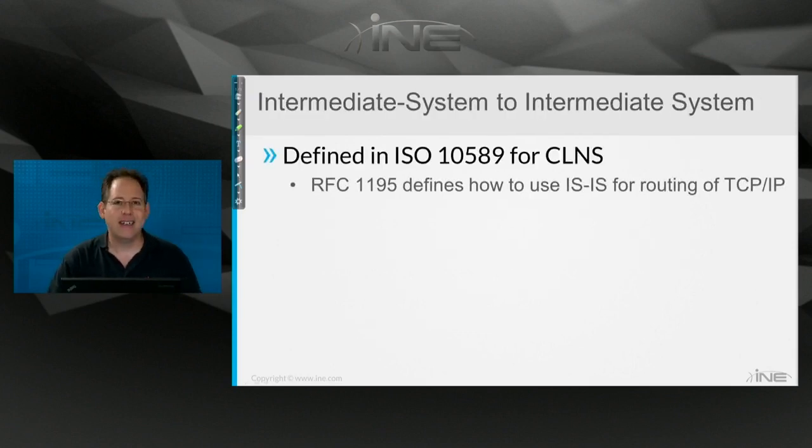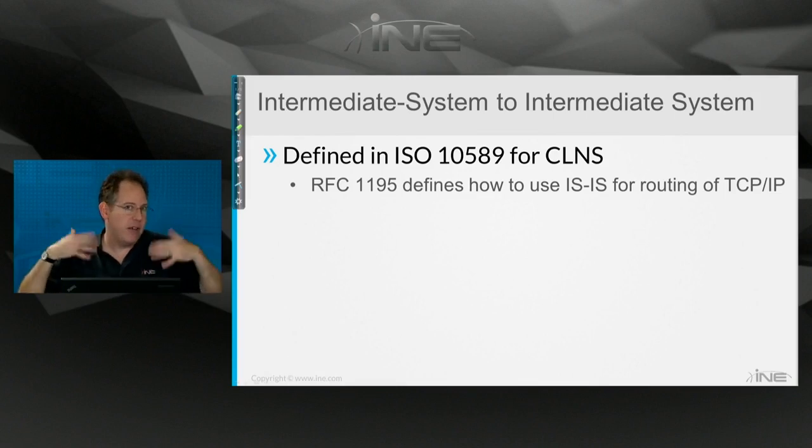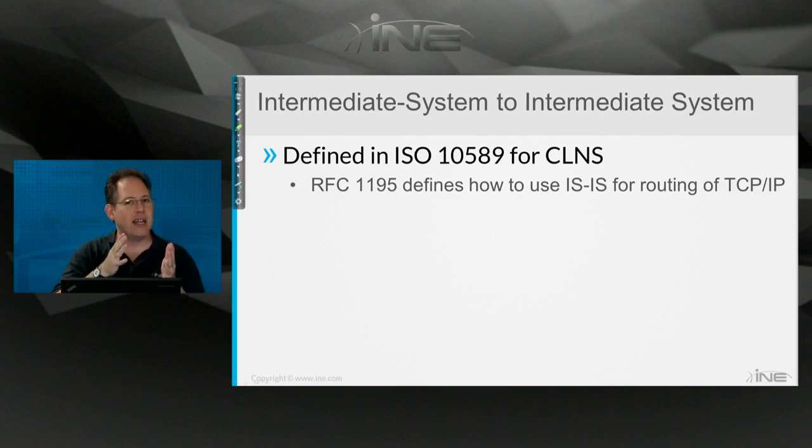Okay, so if you want to dig into the gory guts of this, you can do a Google search on ISO 10589. That won't reference IP. When you pull that up, it will all be talking about CLNS, CLNP, and all this other stuff. That will give you the background of why this was developed. And if you really want the details of how ISIS actually works with IP, then you'll want to go to this RFC right here. RFC 1195 defines how to use ISIS for the routing of TCP/IP, which is probably going to be of more interest to you.